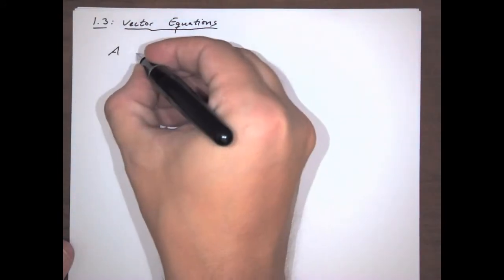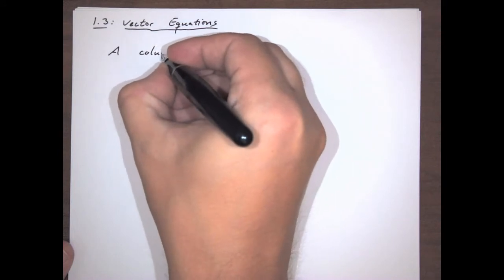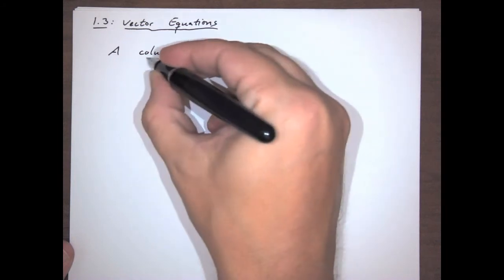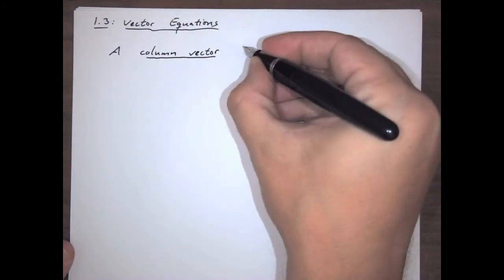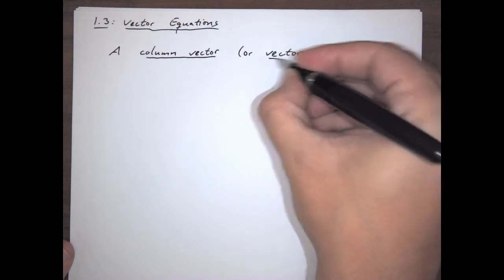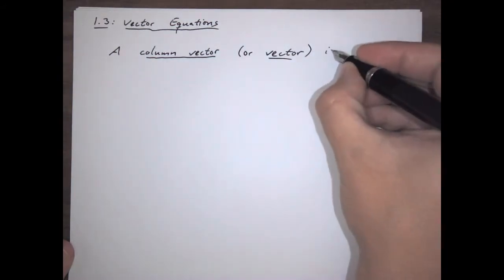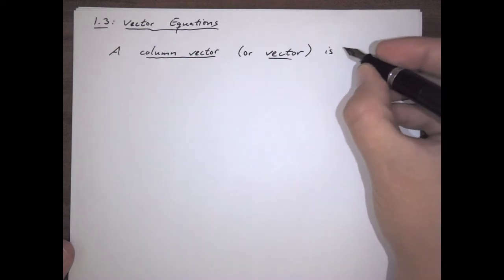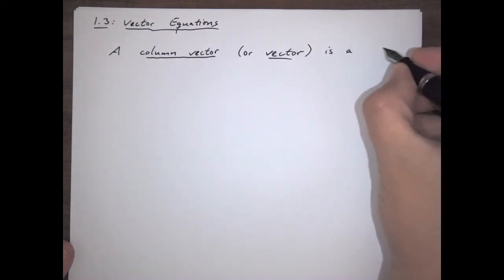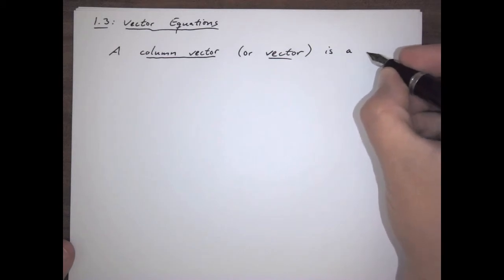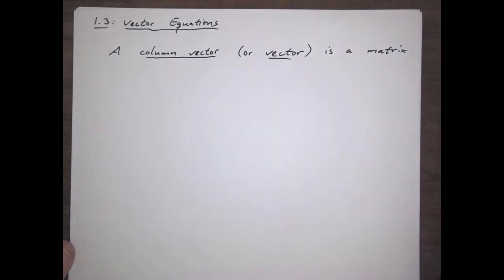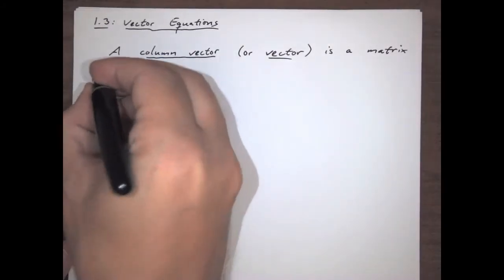So a column vector, or just vector, is, for this class and for our purposes, something we can think of as a matrix that consists of just one column. A matrix with only one column.